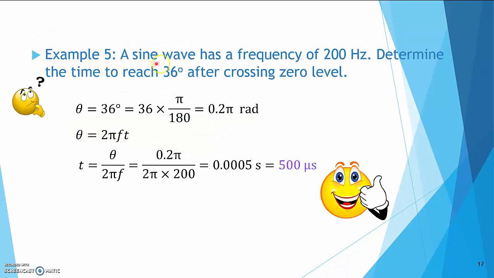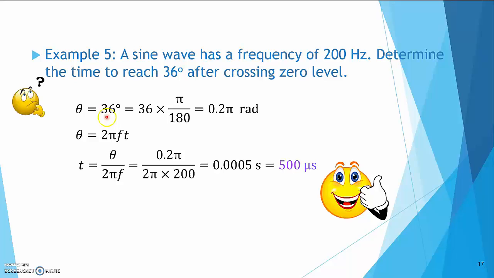Example 5. A sine wave has a frequency of 200 Hz. Determine the time to reach 36 degrees after crossing zero level. The key point to solve this question is to apply this formula, θ equals 2πft. We can use this formula to find the time t, but 2πft is in units of radians, so we cannot substitute 36 degrees for θ directly.